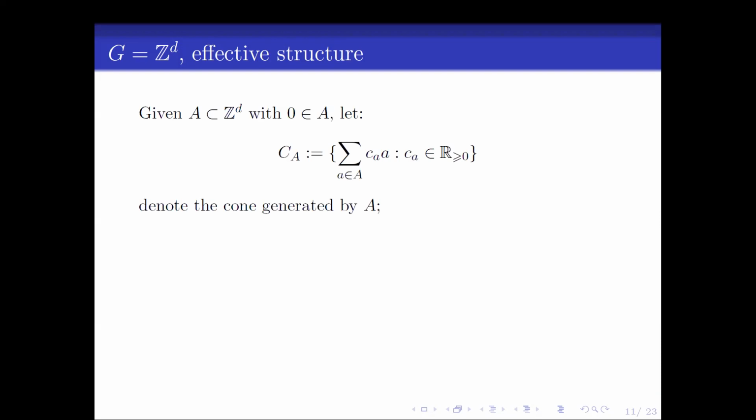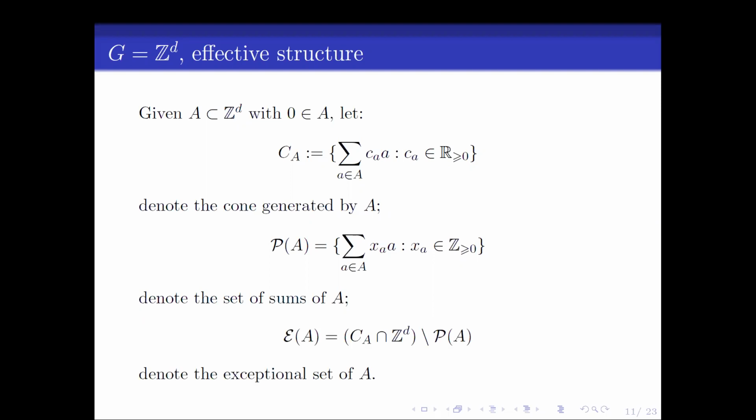Here it is. So for a given subset A of Z to the D, we'll let C of A denote the cone generated by A. So these are all the non-negative real combinations of elements of A. On the next slide, I have an explicit example with a picture to make this easy to understand, I hope. And P of A, I'll let that denote the sum of all non-negative integer combinations of elements of A. And the exceptional set, E of A, is what's left over. So this is everything that could potentially be sums of non-negative integer combinations of A, but isn't. Okay, this is everything with positive real coordinates that's an integer, but nonetheless is not represented by positive integer combinations of A. So this is the right notion of the exceptional set in this higher dimensional setup.